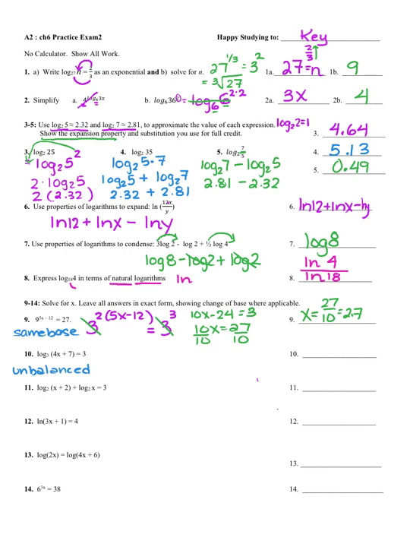Okay, unbalanced logs. So the strategy here is to write it as an exponential. And remember, it's all about the base. So 3 cubed is going to equal 4x plus 7. 3 cubed, which equals 27, equals 4x plus 7. And then all we have to do is solve for x. So I can subtract 7 from both sides, and we get 4x equals 20. So x is going to equal 5.